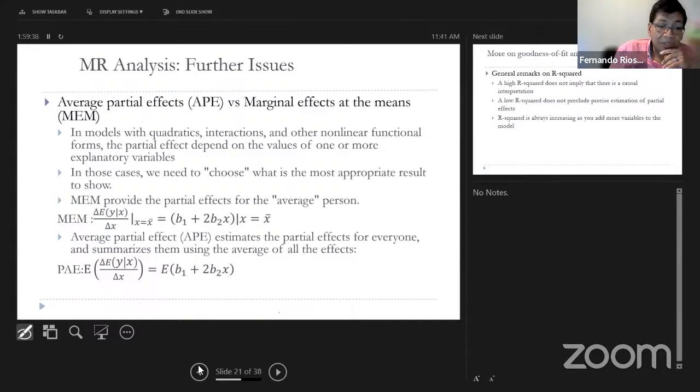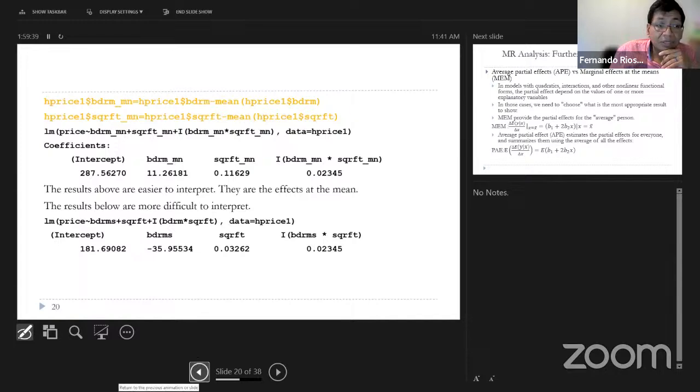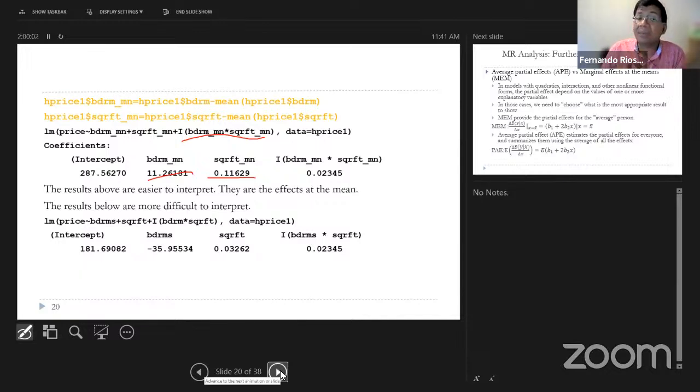What I did previously, for instance, the marginal effects that I'm estimating right now, to obtain this value or this value, are valid only for the average house. The average house that has whatever number of bedrooms, or whatever average square footage you have. Which means that if you have a house that is larger or smaller in terms of the bedrooms or square footage, the marginal effects for that particular house are going to be different.